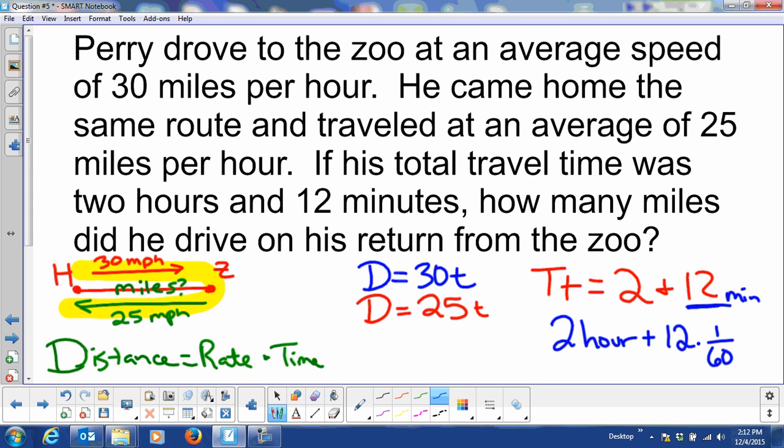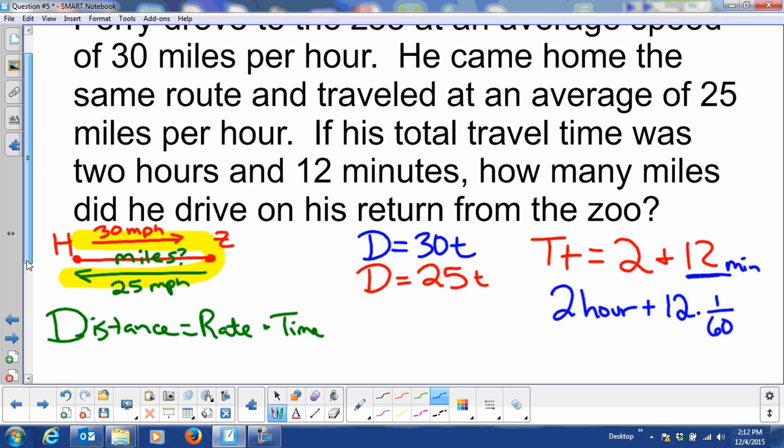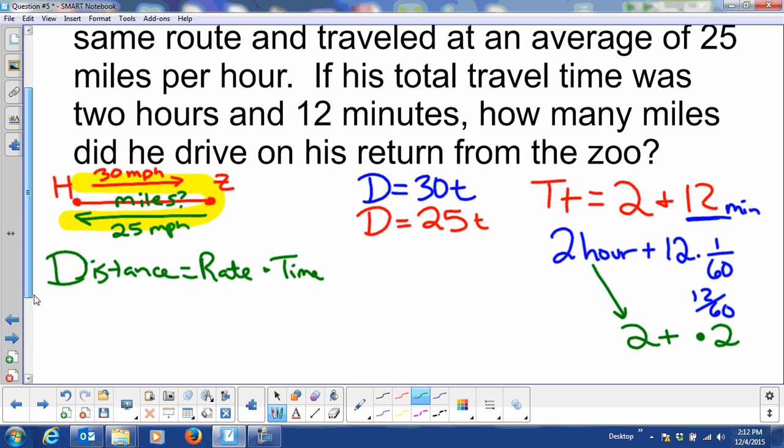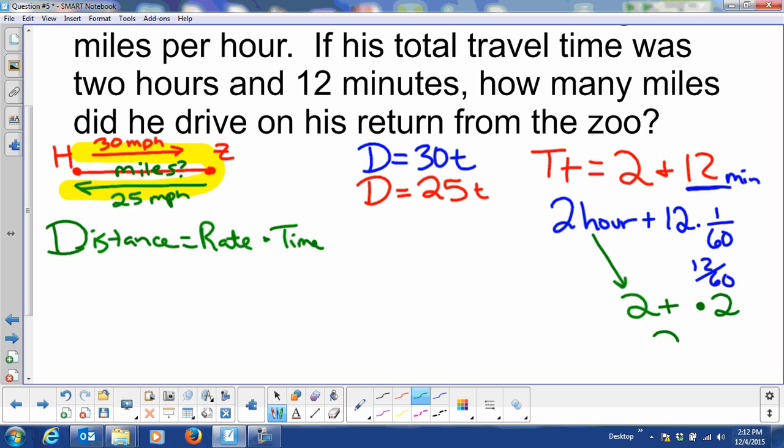So 12 minutes converted into hours would be the same as saying 12 out of the 60 possible minutes. And if we equate that into a decimal, 12 over 60 comes out to be 0.2. So I have 2 hours plus 2/10 or 0.2 of an hour. So the total travel time is 2.2 hours. Okay, and now that I know that, I need to go back to my equation and try to solve.